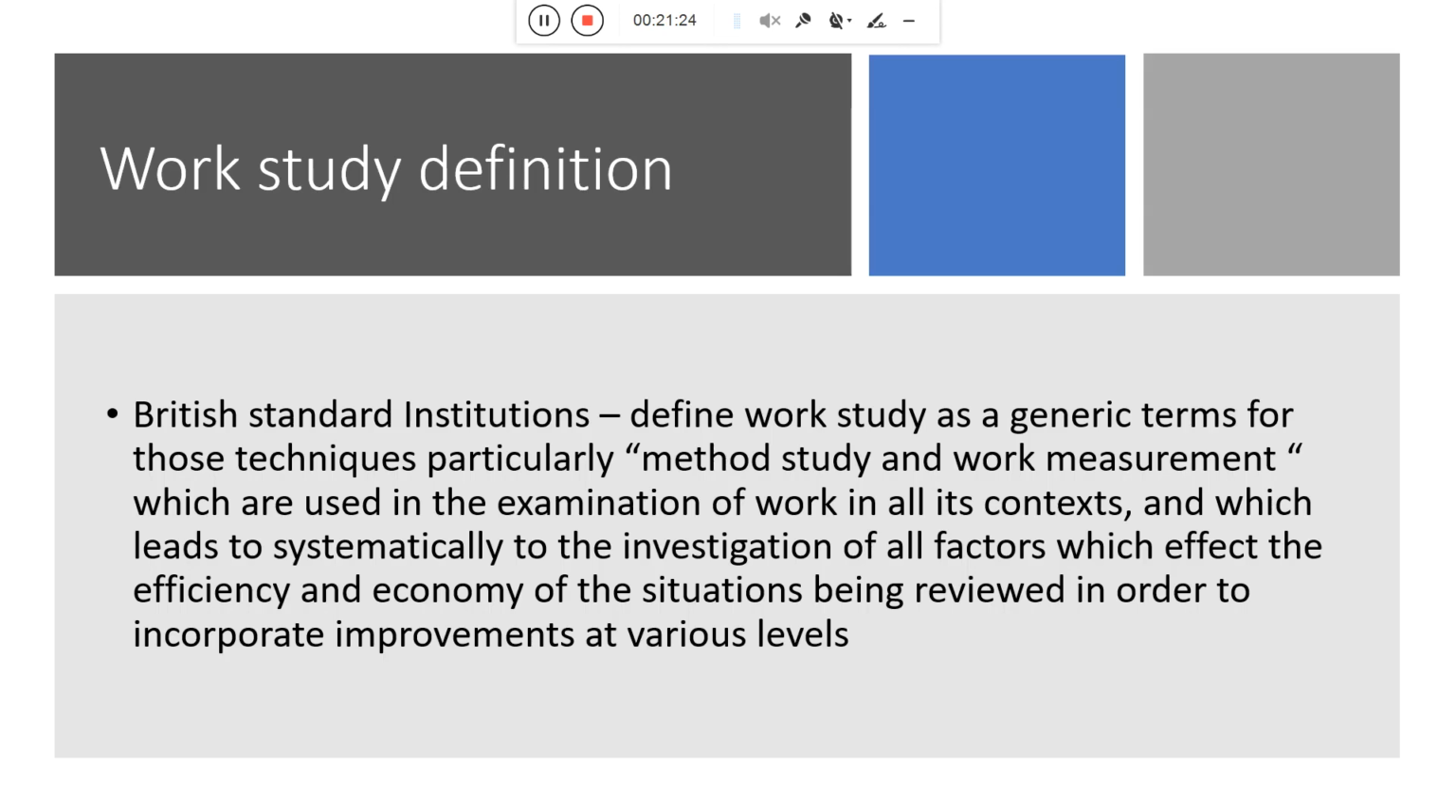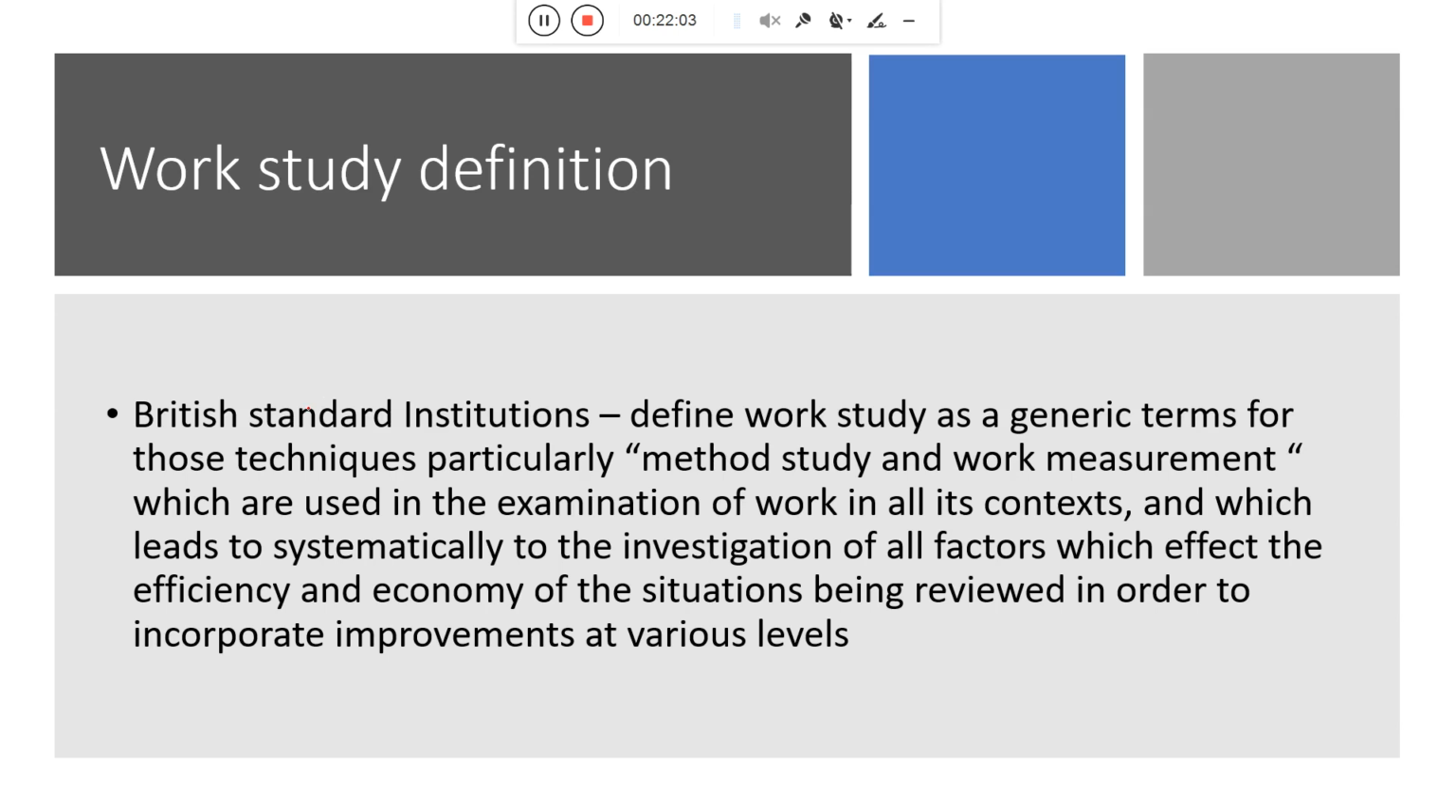Now there is the BSI, the British Standard Institution. What is the definition of work study that I just mentioned here? The British Standard Institution defines work study as a generic term for those techniques, particularly method study and work measurement. Again I am telling you, when I talk about work study, it is a combination of method study and time study. Time study means work measurement; that is a synonymous word actually used.